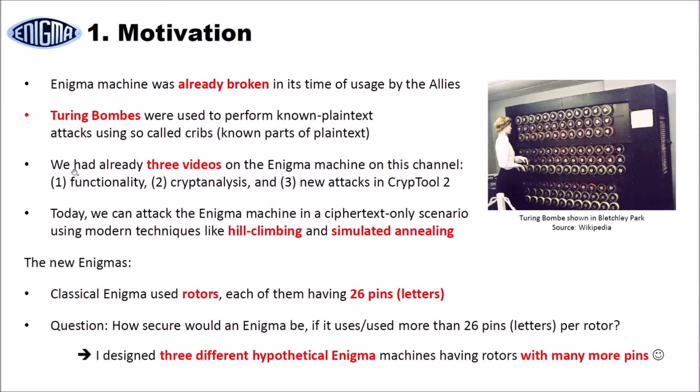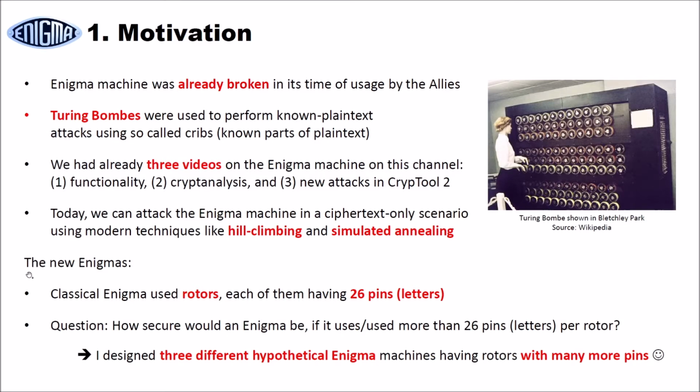And on this channel we already had 3 videos on the Enigma machine. The first video was about the functionality, the second video was about the cryptanalysis, and then the third video was about new attacks that we implemented in CrypTool 2. Today we can attack the Enigma machine in a ciphertext-only scenario also using modern techniques like hill climbing and simulated annealing. And the cryptanalysis video and the new attacks video also show these kinds of attacks that are implemented in CrypTool 2.